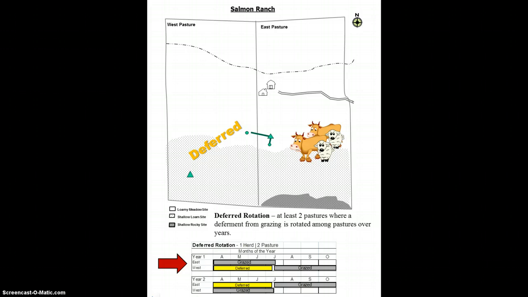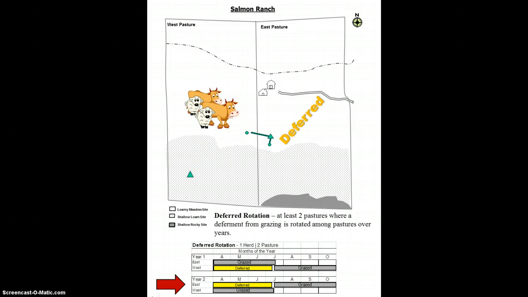If we took the whole ranch and divided it in half, and if you see at the bottom where the red arrow is, we grazed the first pasture from April to July, and then we moved the animals to the west pasture from July to October. That means that the west pasture would be deferred. It would not be grazed until after seed set. The next year, we would start the animals in the west pasture and move them to the east pasture, so in that next year the deferment would be in the east pasture because it would be the one that was not grazed during the spring.